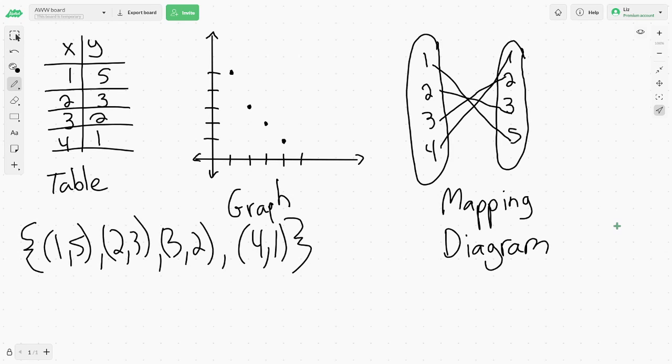So we have our table where we list all of our x values, we pair them up with the correct y values, and they're together on the table. There's our graph, and we plotted our points. This is x, this is y, 1, 2, 3, 4, 5, 1, 2, 3, 4, 5. Notice that these lines are not connected. They're just dots on the graph.